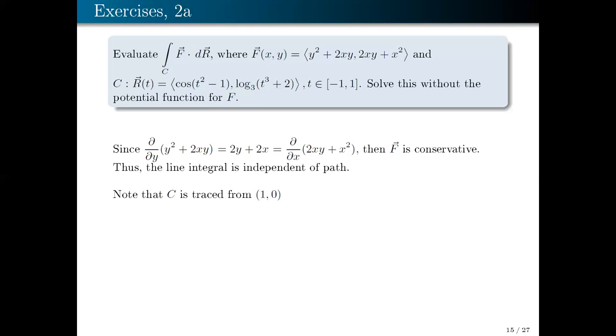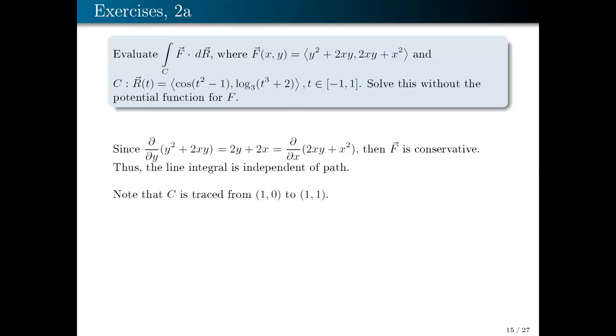Now when t is equal to 1, that will be cosine of 0, that's 1, log 3 of 3, that's 1. Okay? So now, if we cannot use a potential function, then we will have to fall back to the definition, right? The integral of f of r dot r prime. But if we use the r here, yeah, it looks nice, huh? So we don't do that.